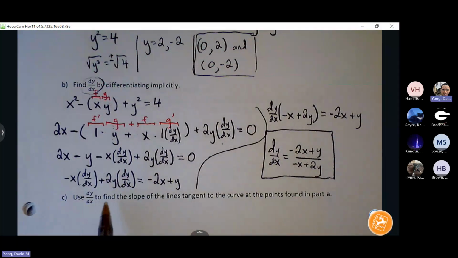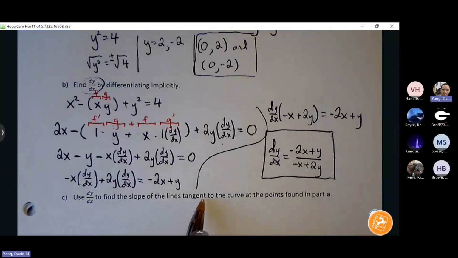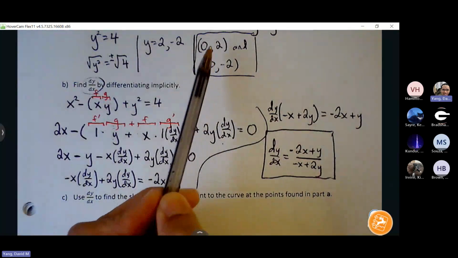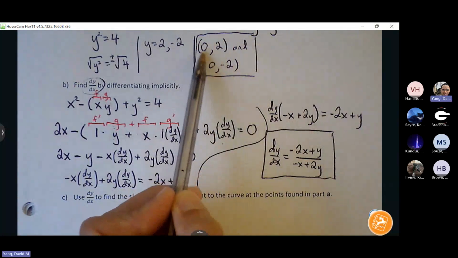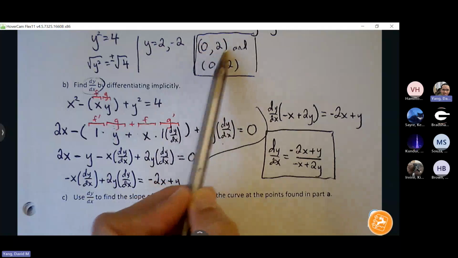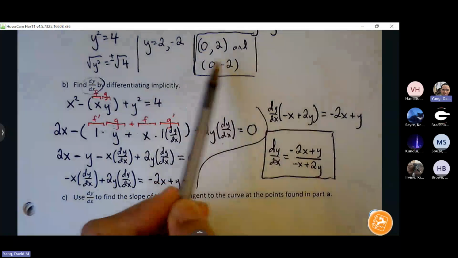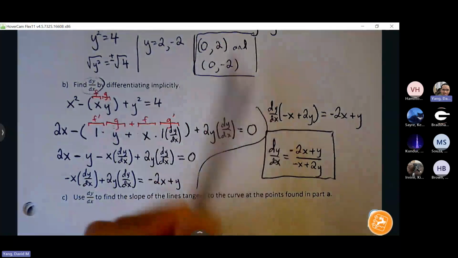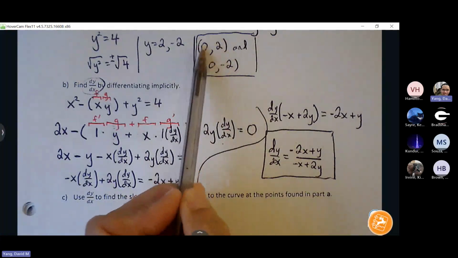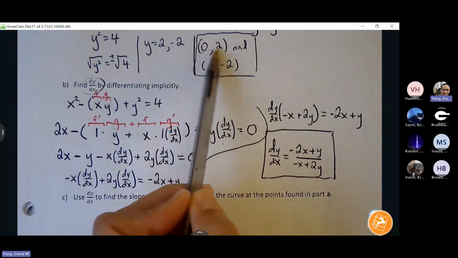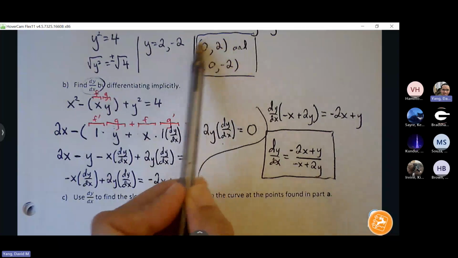So part C, use the derivative to find the slope of the lines tangent to the curves at the points found in part A. It's basically saying, I have these 2 points that live on the curve. What are the slopes at these points? So I have my slope formula. I'll just take each point, insert it into the derivative, and that way I can know not only where the point is on the graph, but also how steep that point is on that curve.